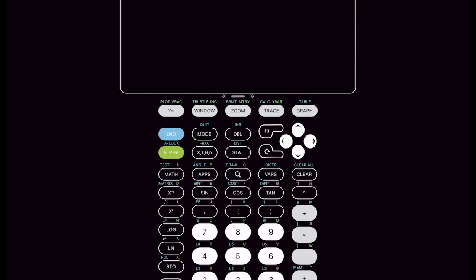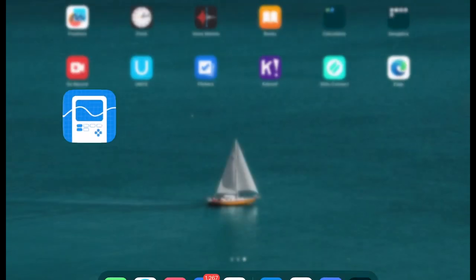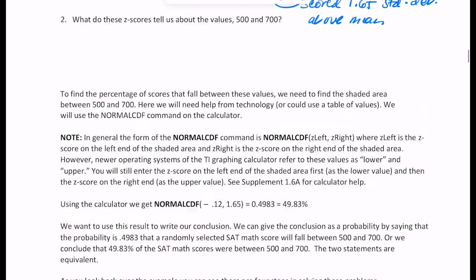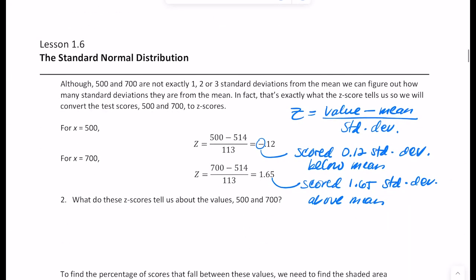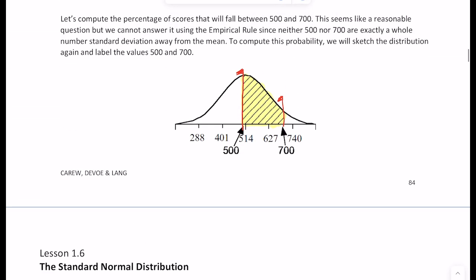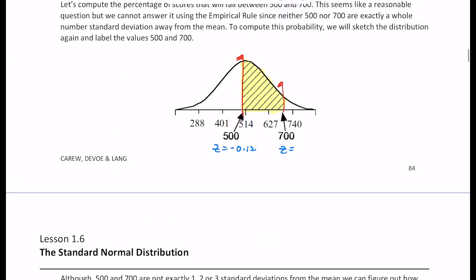And what we need to do is enter the lower bound and the upper bound. So what we mean by that is the lower bound is the left z-score, and the upper bound would be the right z-score. So if we go back to our notes, we can see that the lower would be the negative 0.12 and the upper is 1.65. So again, if you go to the graph where the 500 was and you need to visualize it, here for 500 it had a z-score of negative 0.12, and for 700 it had a z-score of 1.65.